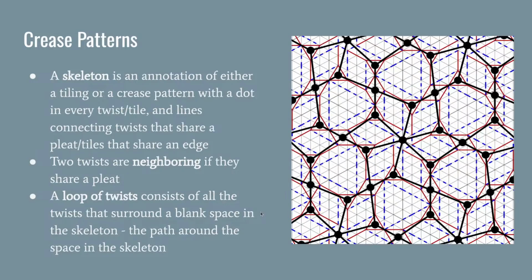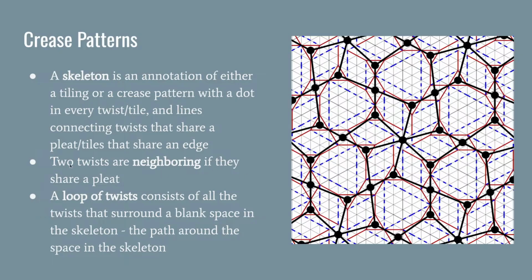And then there's the skeleton of the crease pattern, which I mentioned earlier, you can draw the skeleton on the tiling as well. And this is showing the connectivity of like, oh yes, we go hexagon, triangle, rhombus, triangle. That's actually why this tiling is called hex tri rhomb tri.